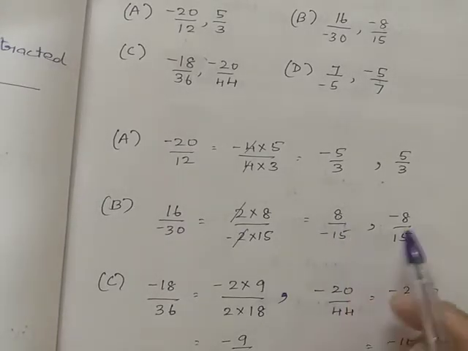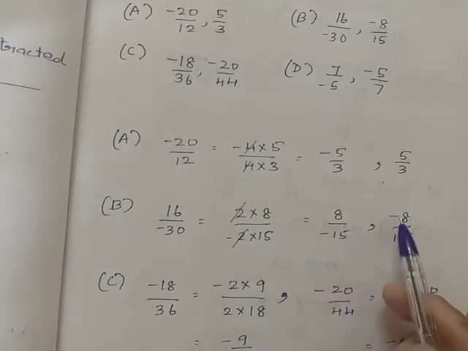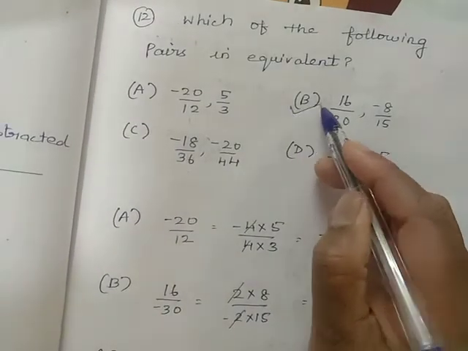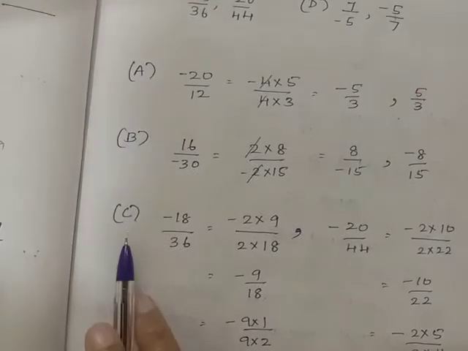See, this is 8 by 15, 8 by 15, you have one negative sign, one negative sign. They are equivalent. So, B is your answer. No problem. Even we'll find C also.